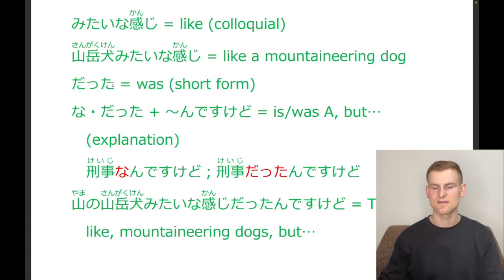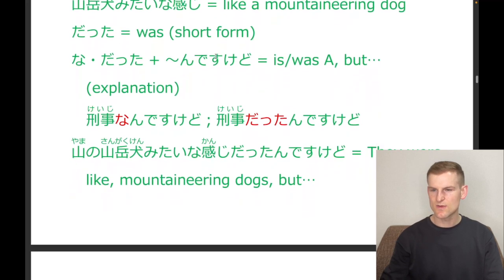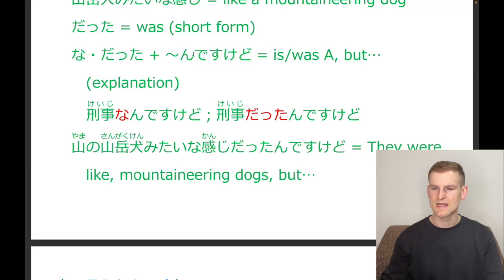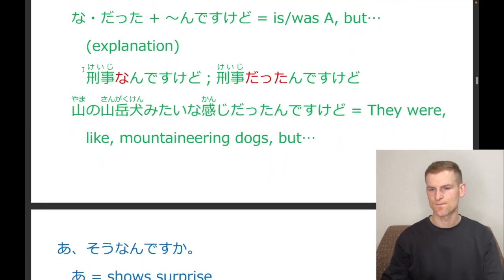Okay, then he uses datta, which is just the past tense short form of the copulative. Da is the short form, so was is datta. Then we have this phrase, んですけど, and this is preceded by either na or datta. It means is, was, a, but, and it's used when you're giving an explanation. So for example, 刑事なんですけど. 刑事 is detective. So it's like, I'm a detective, but, and you're giving an explanation or a reason for something. 刑事だったんですけど. So I was a detective, but something, something, something, when giving an explanation.